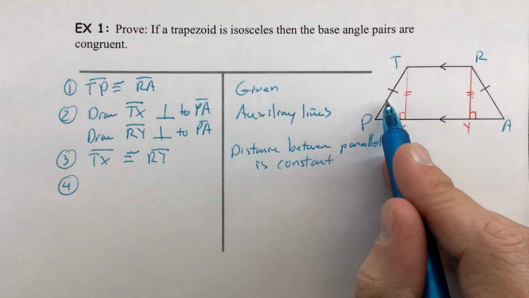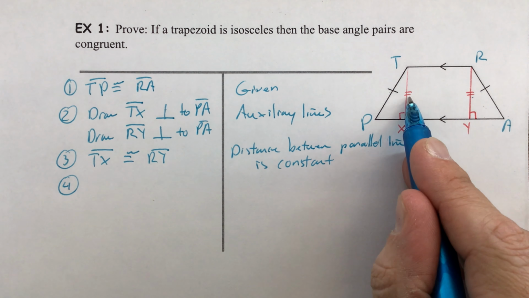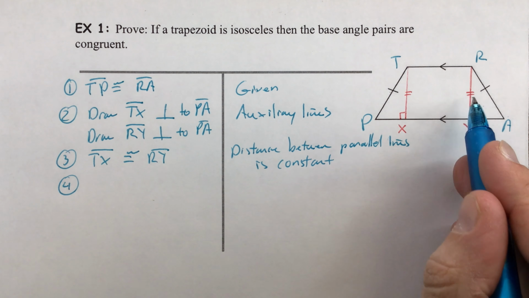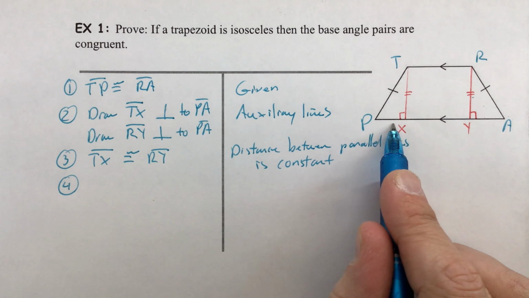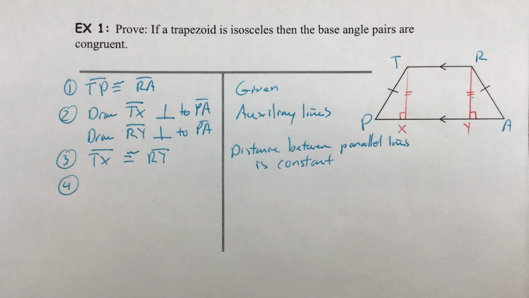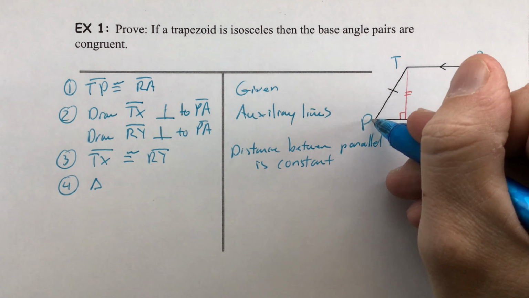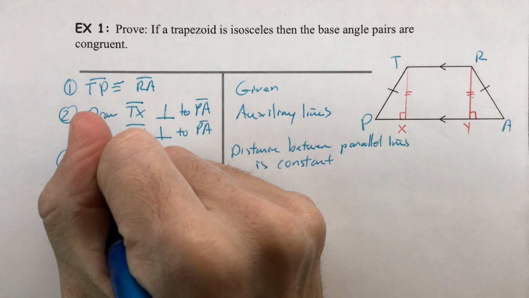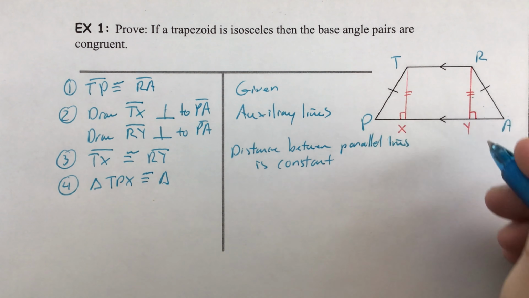Basically, hypotenuse leg, if you have a right triangle and the hypotenuse and the leg here is the same as the hypotenuse and the leg here, you could technically do the Pythagorean theorem if you had the numbers and figure out that PX would be the same thing as AY, and that would give you side. So that's really where that stems from. But we're going to go ahead and just say here that triangle, let's go around that way, TPX is congruent to RAY.